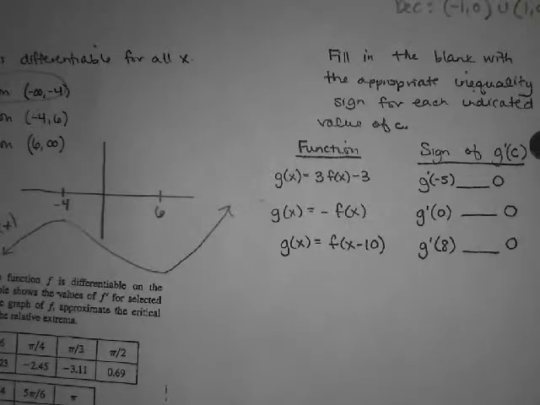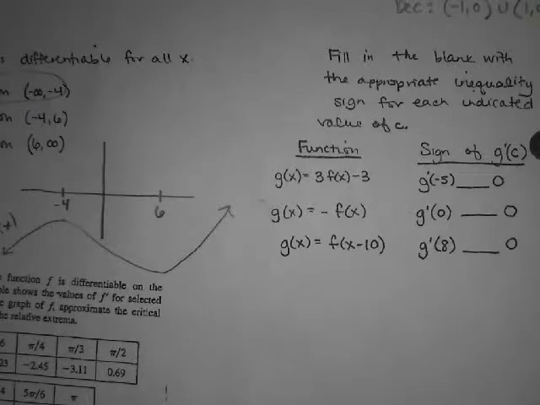We're just filling in with a greater than or less than sign. The second function, g of x, they define as negative f of x, which does what to the f of x graph? Flips it upside down, so it's going to do something like this now, right? And so if it's flipped upside down, what is the derivative now at 0? Positive or negative? Positive.